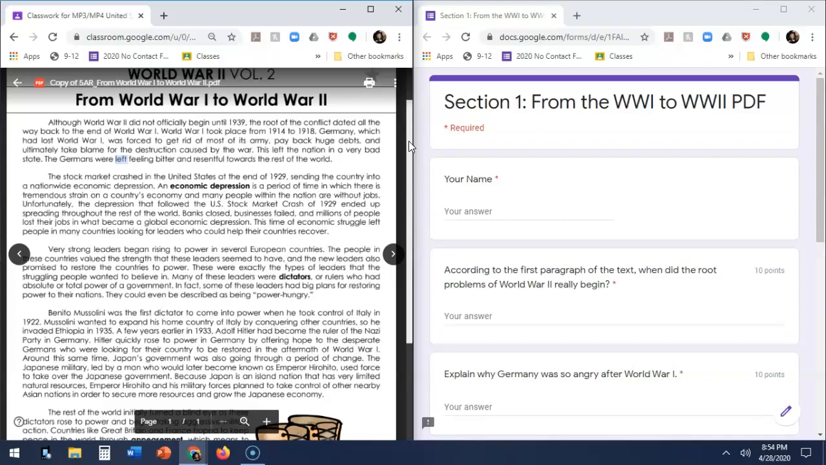The stock market crashed in the United States at the end of 1929, sending the country into a statewide economic depression. An economic depression is a period of time in which there is tremendous strain on a country's economy, and many people within the nation are without jobs. Unfortunately, the depression that followed the U.S. stock market crash of 1929 ended up spreading throughout the rest of the world. Banks closed, businesses failed, and millions of people lost their jobs in what became a global economic depression. This time, the economic struggle left people in many countries looking for leaders who could help their countries recover.